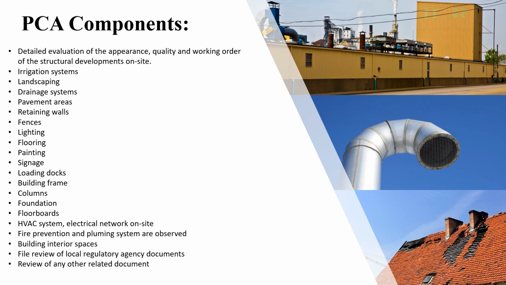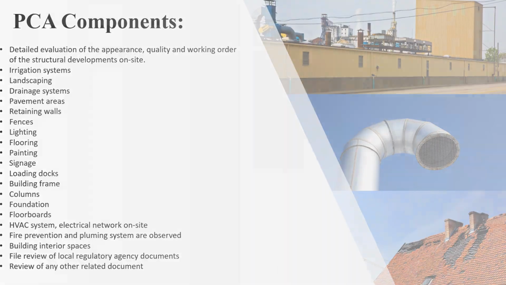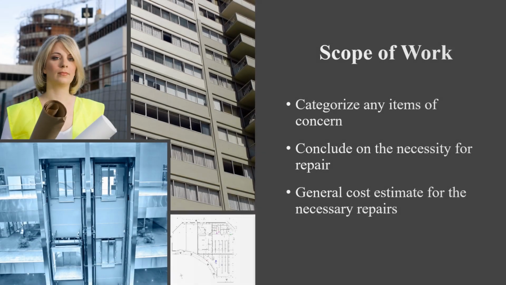Additionally, a building's mechanical system is inspected with detail. For instance, the on-site HVAC system, as well as the electrical network on site. Similarly, aspects of the building's fire prevention and plumbing system are observed. A PCA also includes the examination of the building interior spaces.